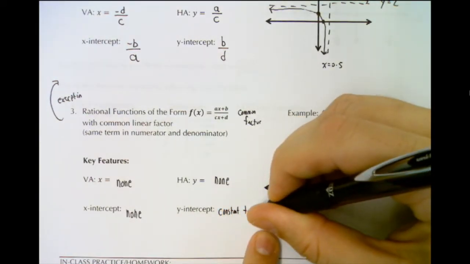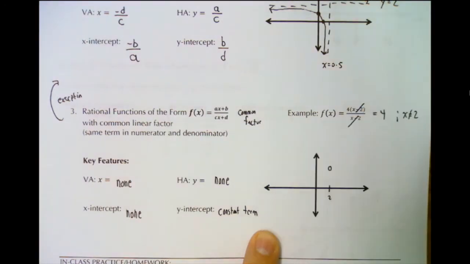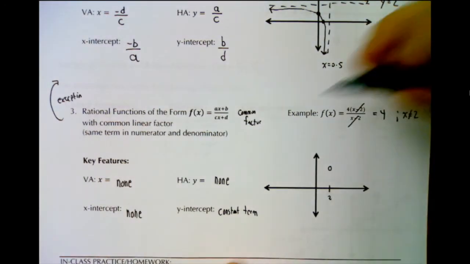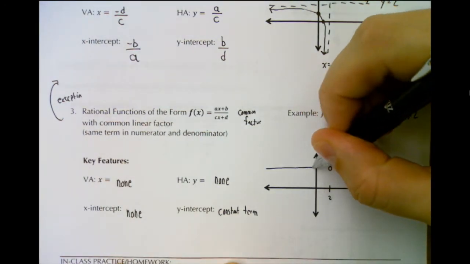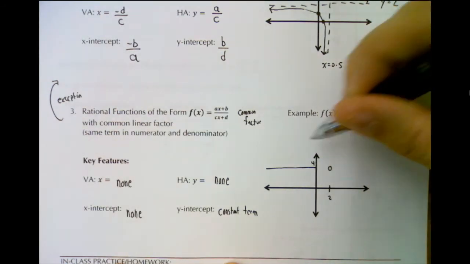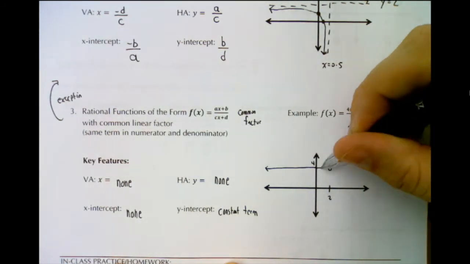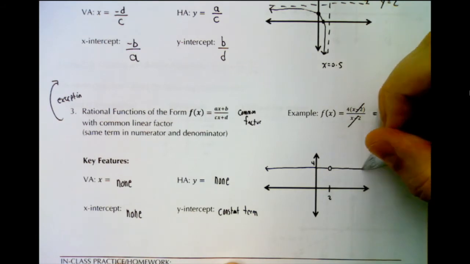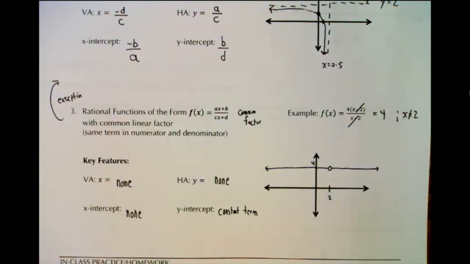So in this case, we're left with 4, which means we have a horizontal line through 4. And our graph looks like this, except it doesn't go through the hole. And there's our function. So, what is the summary?